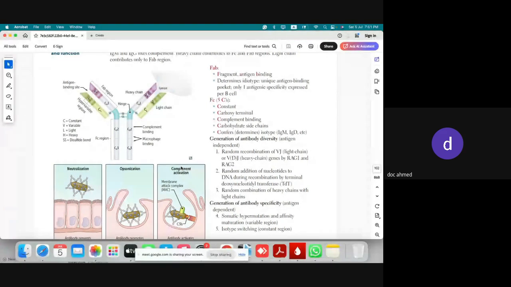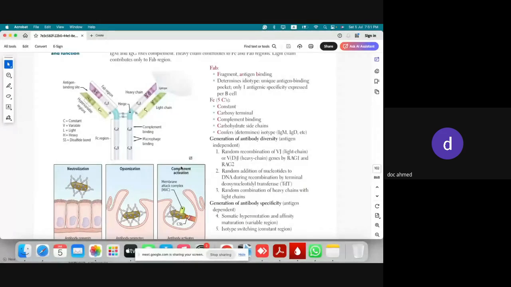We have something called the variable region. To this variable region, our antigen is going to be attached. Then we have the constant region in our Fc portion, which isn't of significance. But here is a point I want to mention that is really important. Remember, every antibody is specific to a specific antigen.